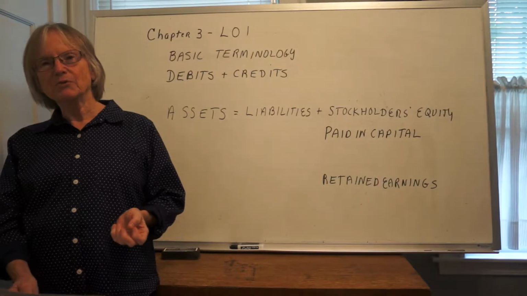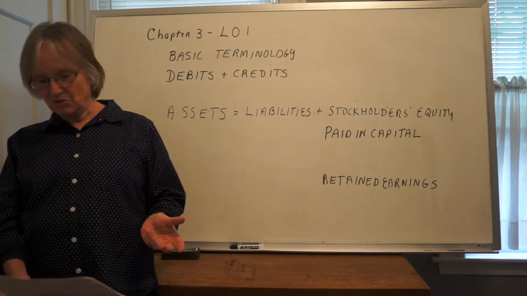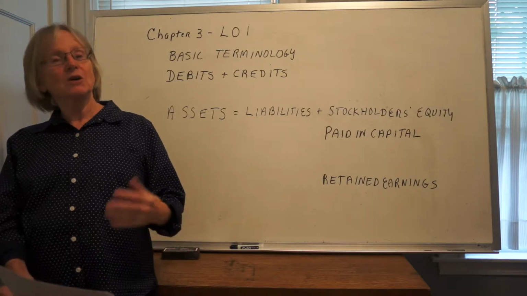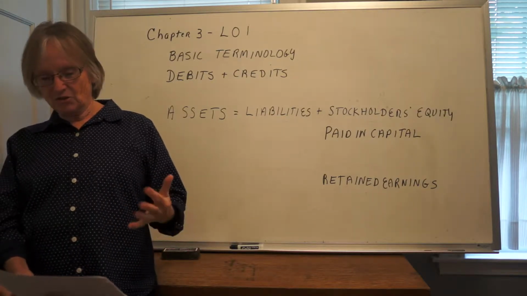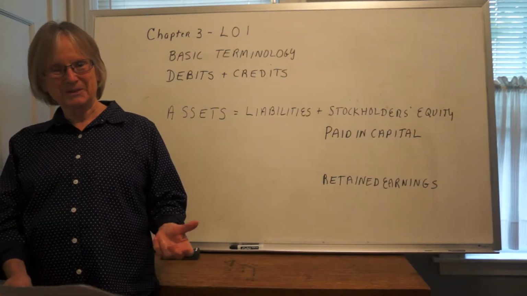Nominal or temporary accounts are the ones for which we do closing entries. So these would appear on your income statement, also dividends. These are closed at the end of each period, so we'll end up with zero balances at the end of each period.